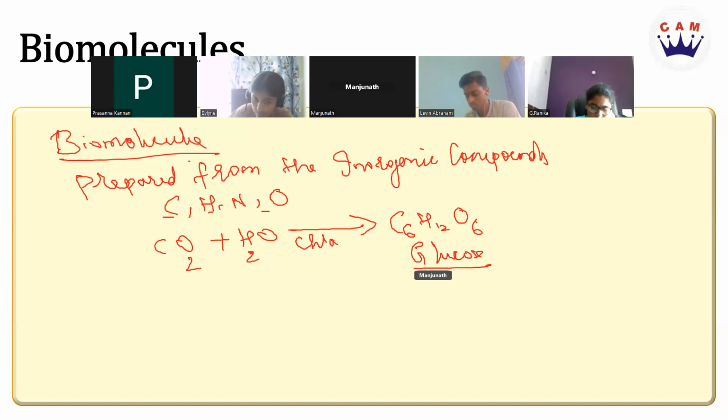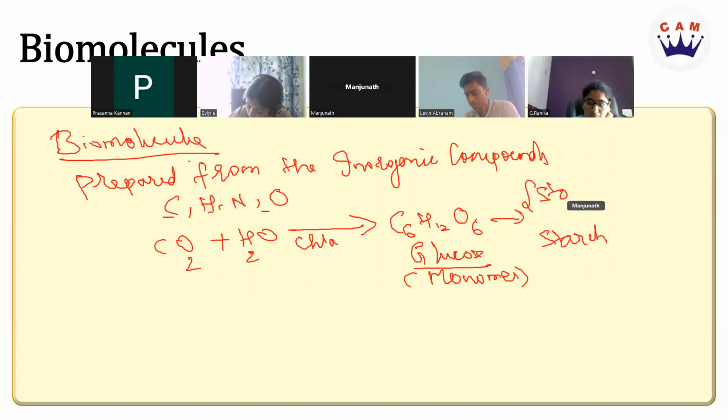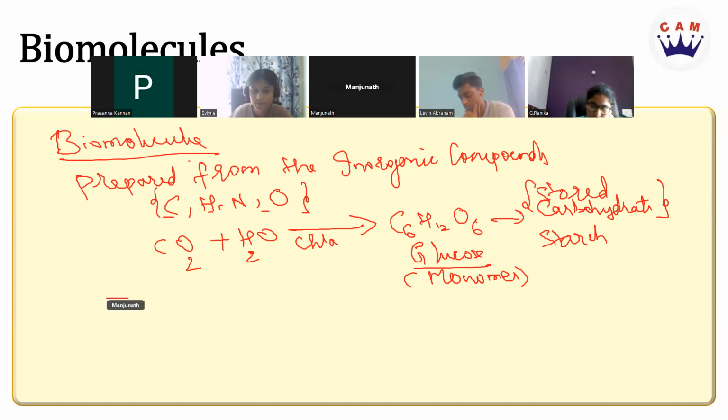And this is the glucose, which is a monomer prepared, and this monomer will organize into a polymer called starch, which is a stored carbohydrate. Starch is what carbohydrate? Starch is the stored carbohydrate. Is it clear? So, whenever we talk about biomolecules, we have four important biomolecules to be discussed, made up of these four important inorganic elements. One of these is the carbohydrate, and all others are also derivatives of plant only.